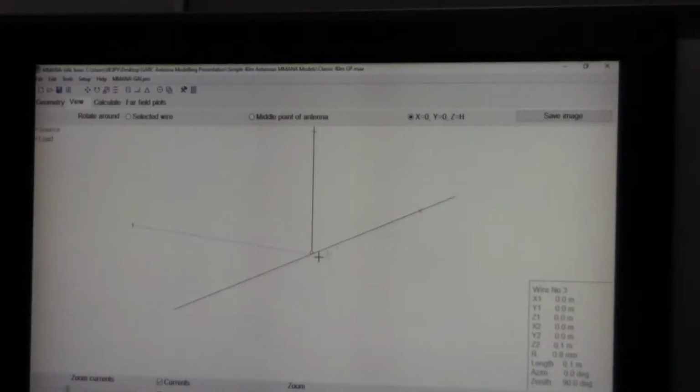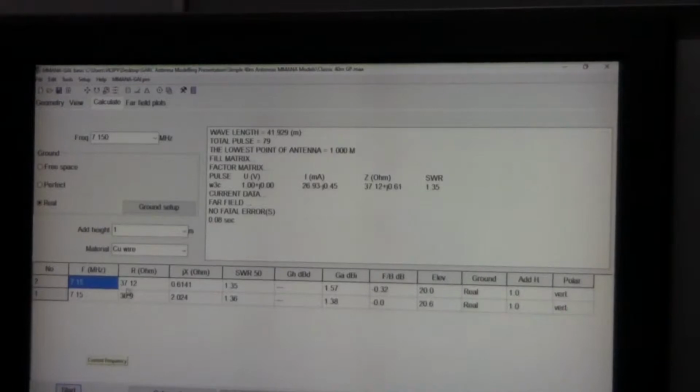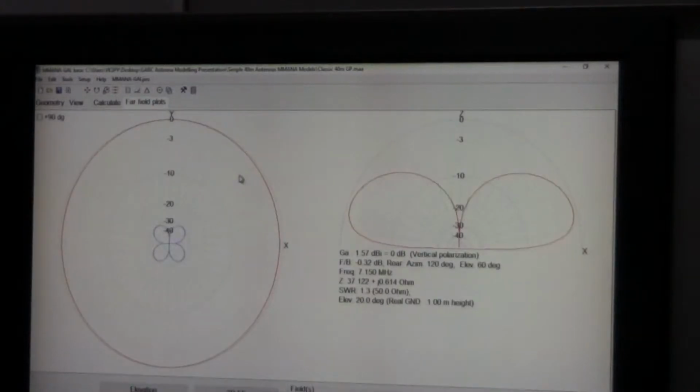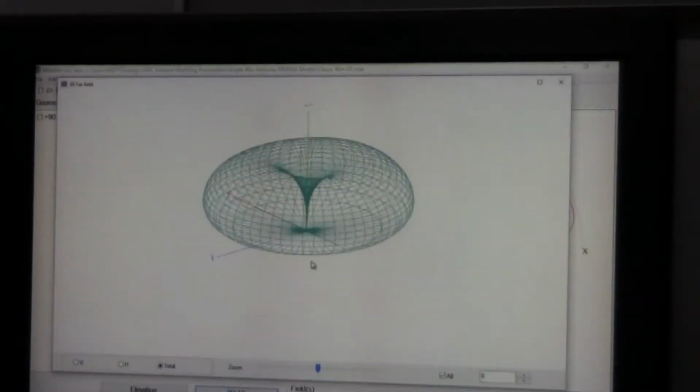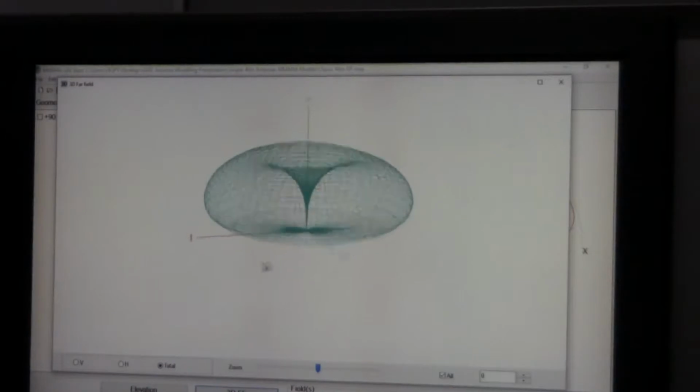Okay, so now I've only got 2 radials. What do you think's going to happen? How would the radiation pattern change? Slight change in feed point impedance. So we haven't got perfect calculation of the cancellation of the horizontal pattern anymore, but when we look at the 3D far field plot, pretty much the same as it was.